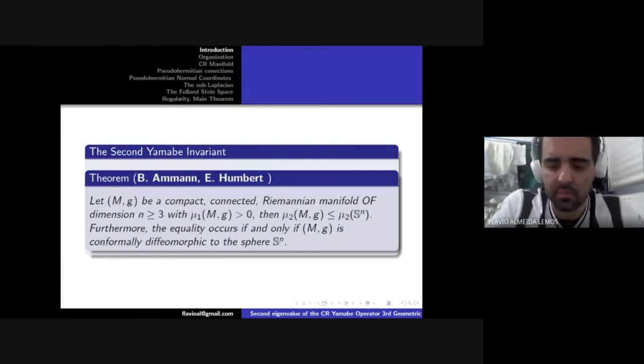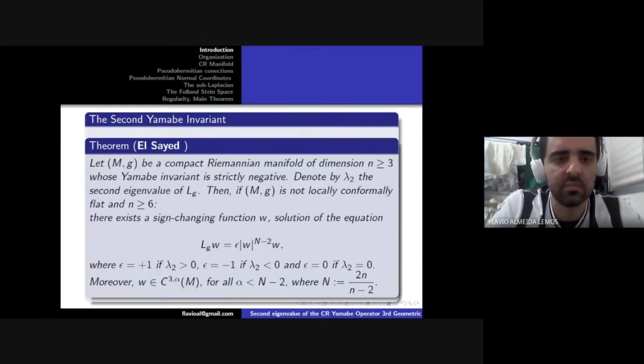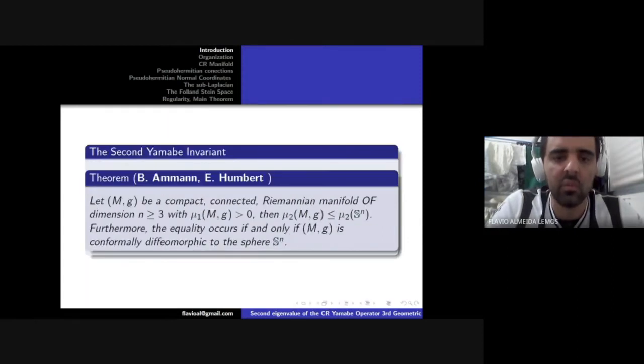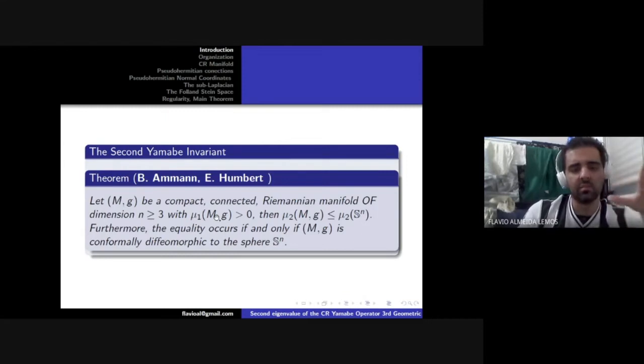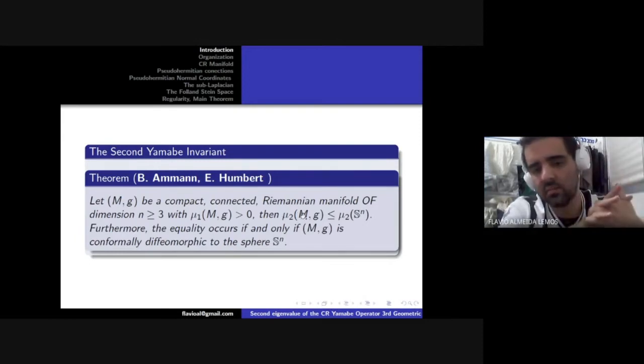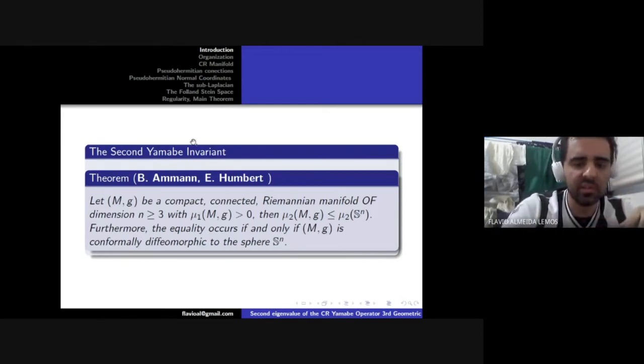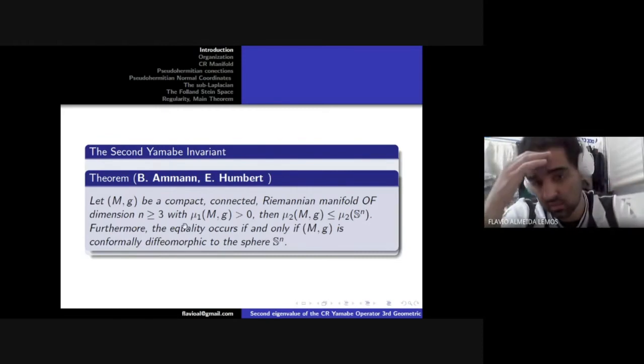With my partner, we proved the same theorem in the CR context. We define the second Yamabe invariant in the CR context, and we prove the same result in the CR context.